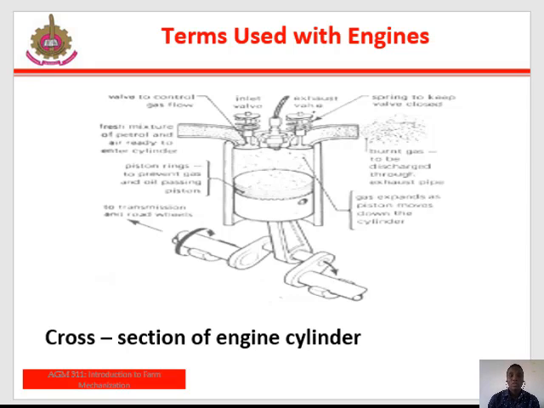Another term that needs to be associated with an engine is the bore. Bore represents the internal diameter of the cylinder. We also have the stroke, which is the distance between the top dead center and the bottom dead center. We also have the swept volume, which is the volume of the space between the top dead center and the bottom dead center. It's also called piston displacement.